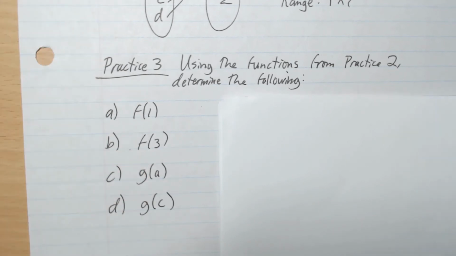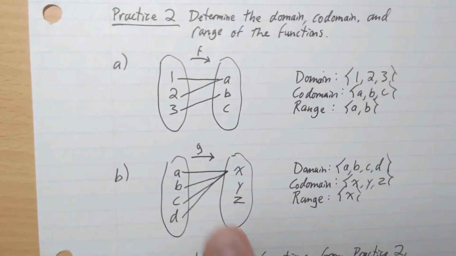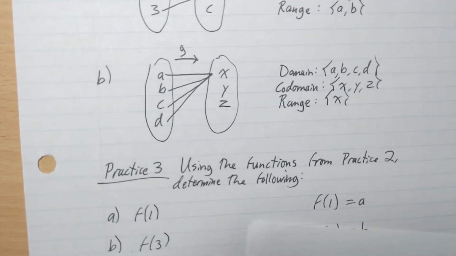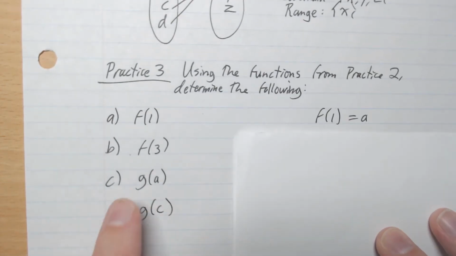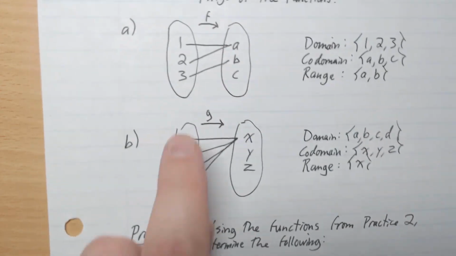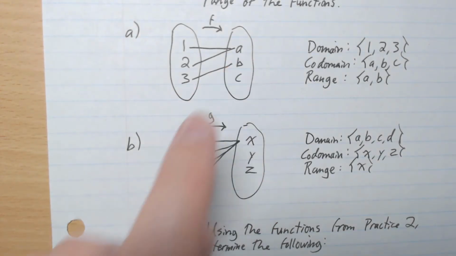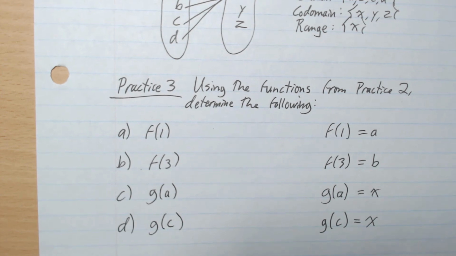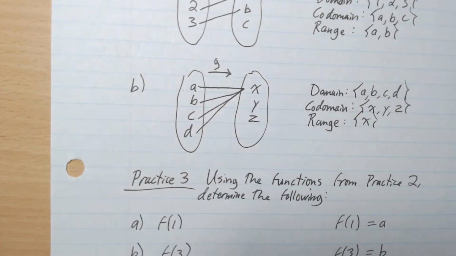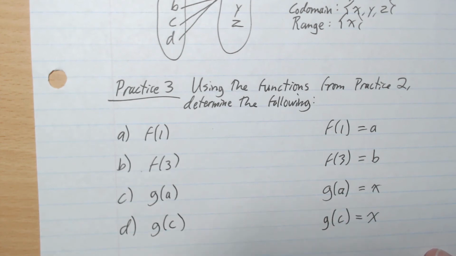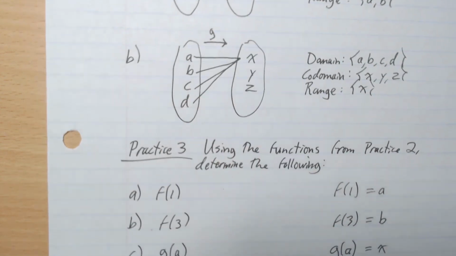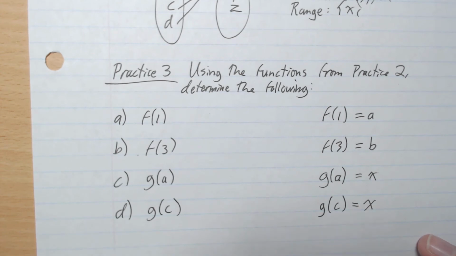Okay, practice number 3. Using the functions from practice 2, determine the following. F of 1, f of 3, g of A, g of C. Okay, so f of 1, 1 is being sent to A. So f of 1 is A. F of 3, 3 is being sent to B. So f of 3 is B. A is being sent to X, so g of A is X. C is being sent to X, and so g of C is X.